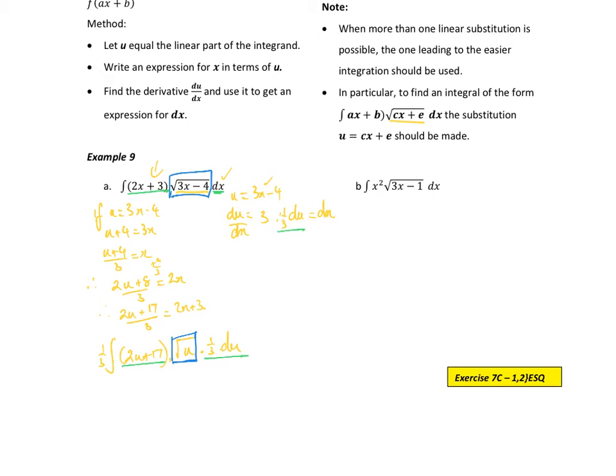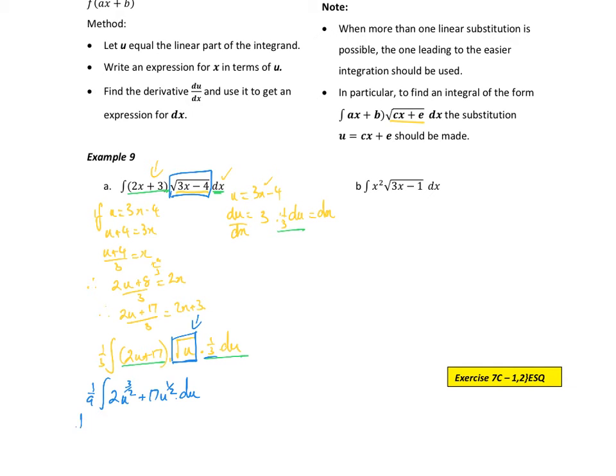It doesn't look a hell of a lot better, but the nice thing is this u now is just u to the half, and I can multiply that through. So bring this third out the front as well. I get 1/9. 2u times u to the half is 2u to the 3 on 2 plus 17u to the half du. Yeah, so now it's a much simpler expression to integrate.